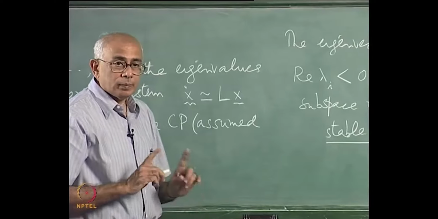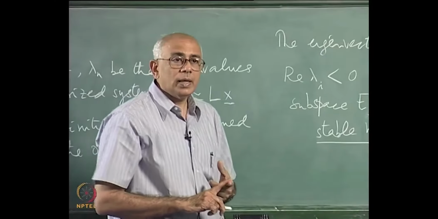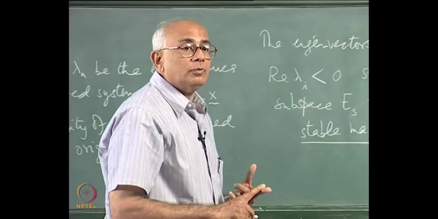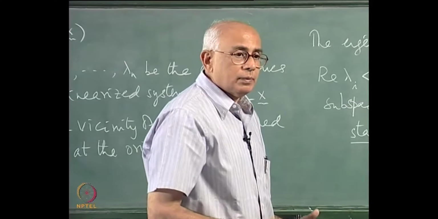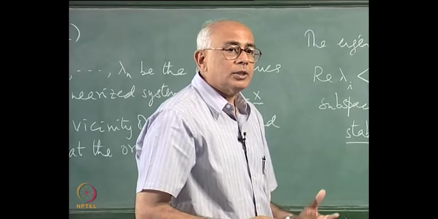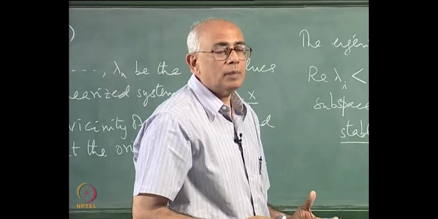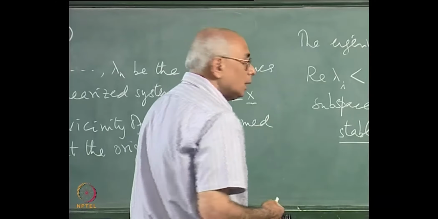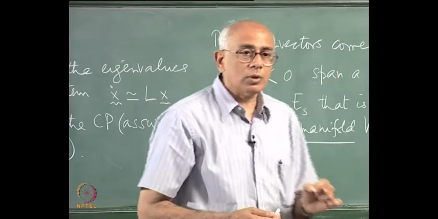And there is a theorem which says that if all the eigenvalues of L near a critical point, or near any point for that matter, have either positive or negative real parts, then linearization gives you an accurate picture of the true flow arbitrarily close to this critical point. In other words, it is a legitimate operation to linearize and understand what happens close to the critical point.